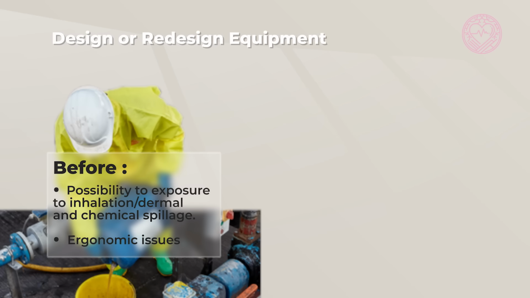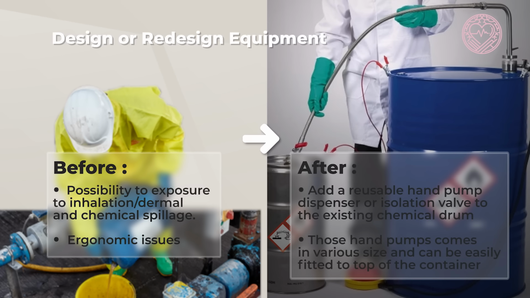Before, possibility of exposure via inhalation or dermal contact, chemical spillage, and ergonomic issues. After, add a reusable hand pump dispenser or isolation valve to the existing chemical drum. Those hand pumps come in various sizes and can be easily fitted to the top of the container.